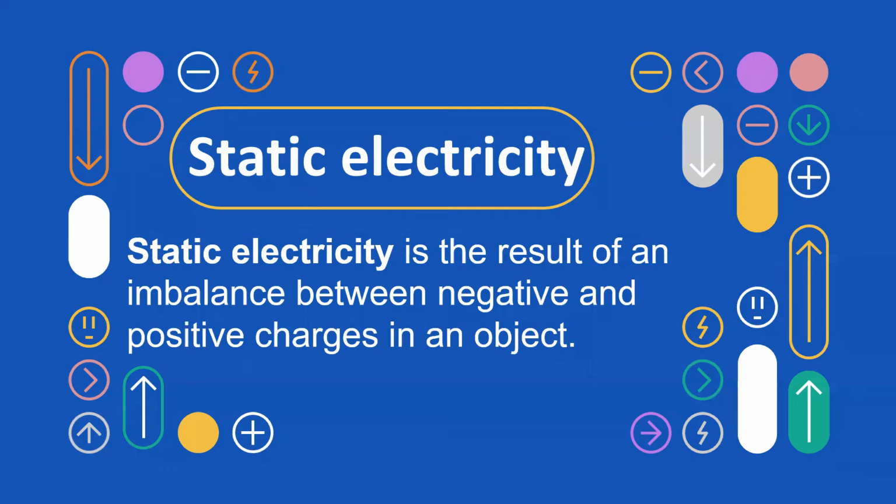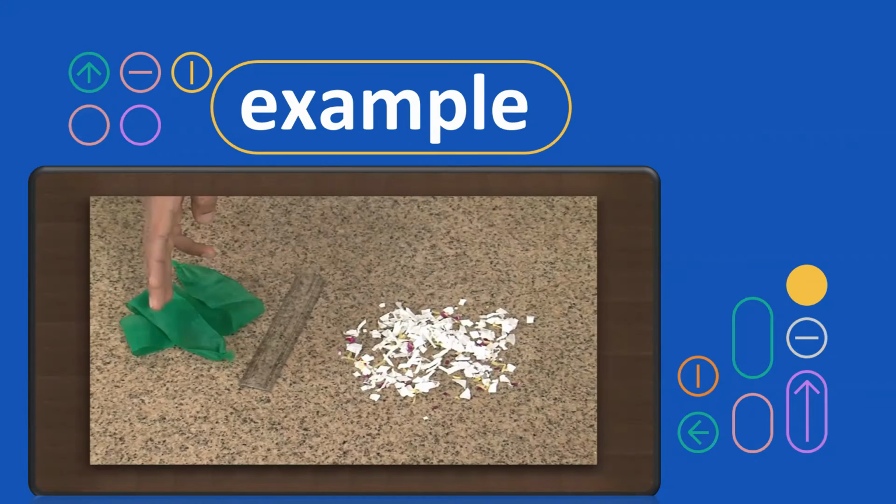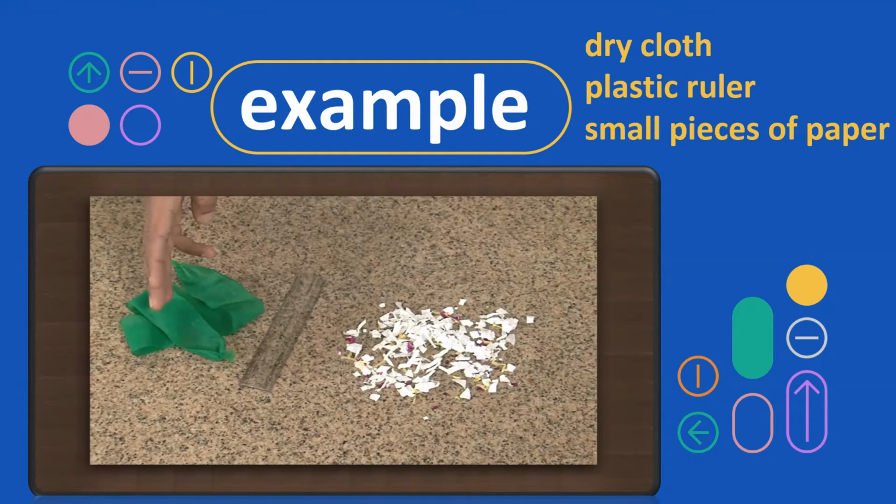Next, let's move on to static electricity. Static electricity is the result of an imbalance between negative and positive charges in an object. Let's have this example. Again, this is an experiment using dry cloth, plastic ruler, small pieces of paper. Let's watch the video.